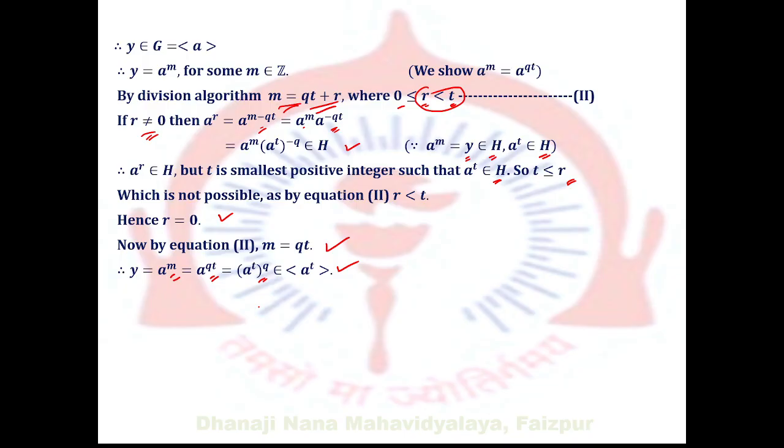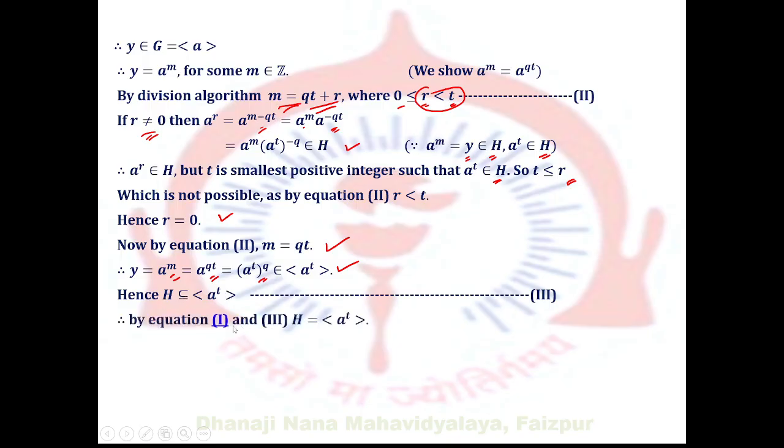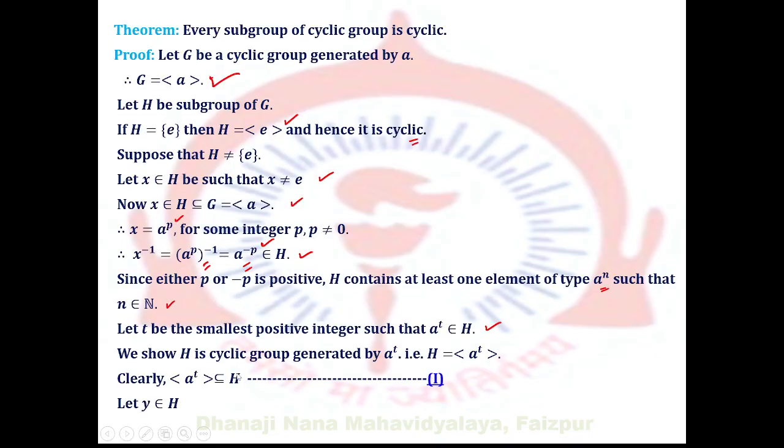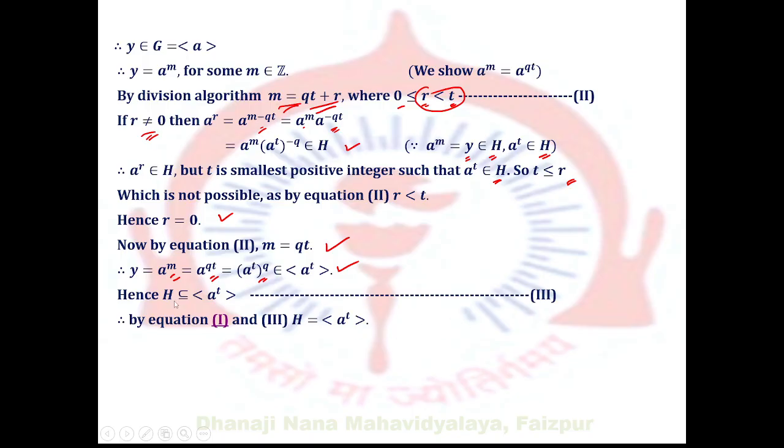So from that we can say H is a subset of the cyclic group generated by a raised to t. Thus we have the cyclic group generated by a raised to t is a subset of H, and H is a subset of the cyclic group generated by a raised to t. So both are equal. By equation 1, the cyclic group generated by a raised to t is a subset of H, and by equation 3, H is a subset of the cyclic group generated by a raised to t. So both sides are equal. So H is equal to the cyclic group generated by a raised to t.